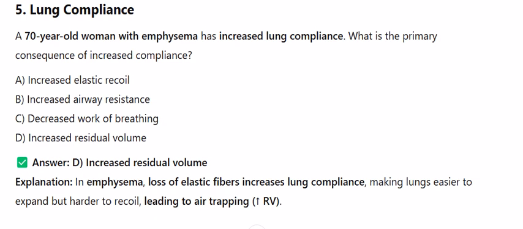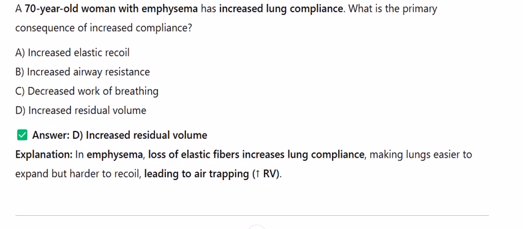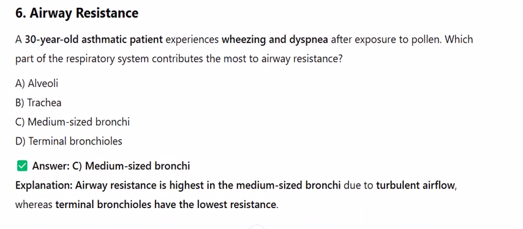Explanation. In emphysema, loss of elastic fibers increases lung compliance, making lungs easier to expand but harder to recoil, leading to air trapping. 6. Airway resistance. A 30-year-old asthmatic patient experiences wheezing and dyspnea after exposure to pollen. Which part of the respiratory system contributes the most to airway resistance? A. Alveoli, B. Trachea, C. Medium-sized bronchi, D. Terminal bronchioles.